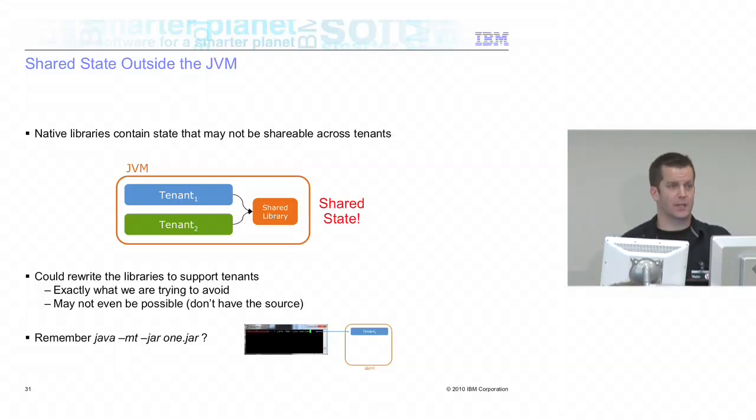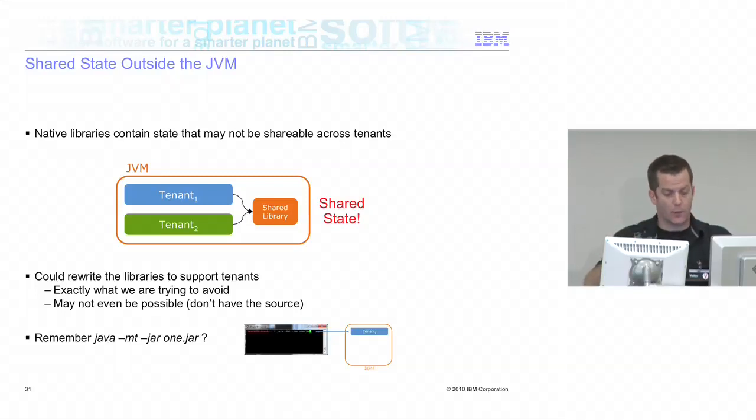So we could do things like rewrite the libraries, right? But this is basically a non-starter. It's what we're trying to avoid. We don't want to be rewriting stuff. The other thing is that plenty of people have actually lost the code anyway, and they've got these binaries. They don't have access to the source code, right? They can't rewrite it, so you're stuck with it.